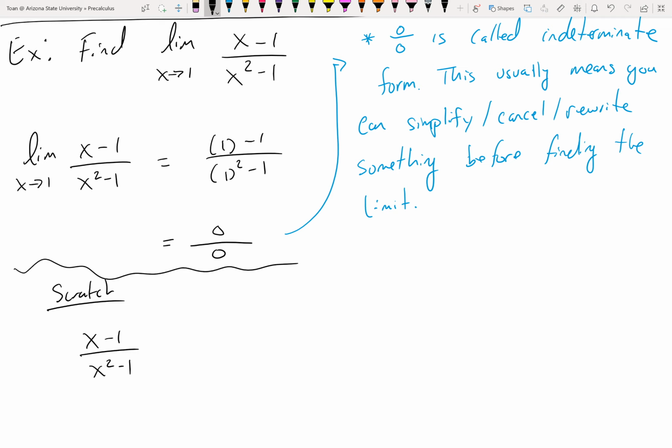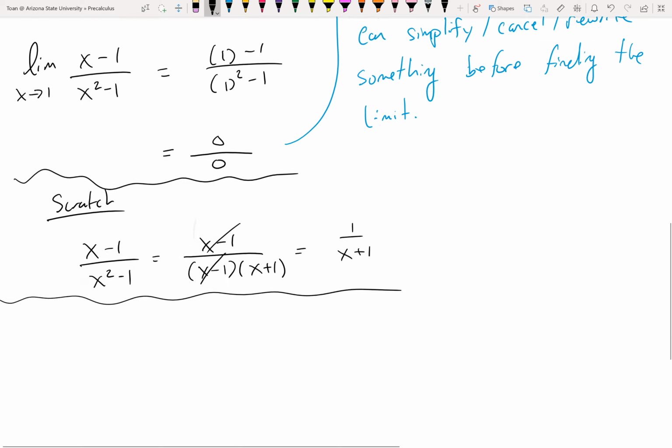Well, one thing you can always do, especially if you have a rational function, is to factor. Because when you have a rational function and your idea is to simplify, 9 out of 10 times it's factoring. Fortunately, the denominator is factorable, right? This factorizes into x minus 1 and x plus 1. And then you can go ahead and see that you get 1 over x plus 1.